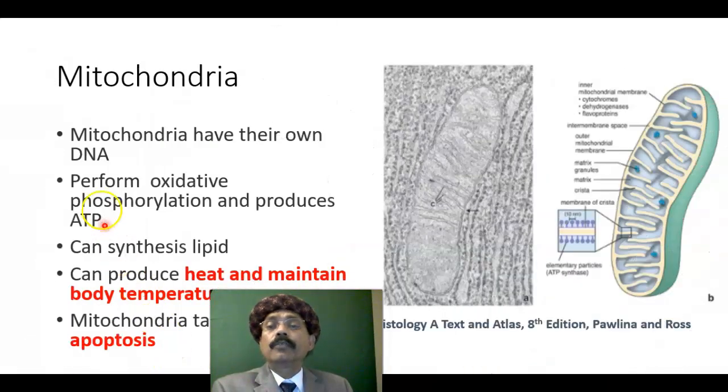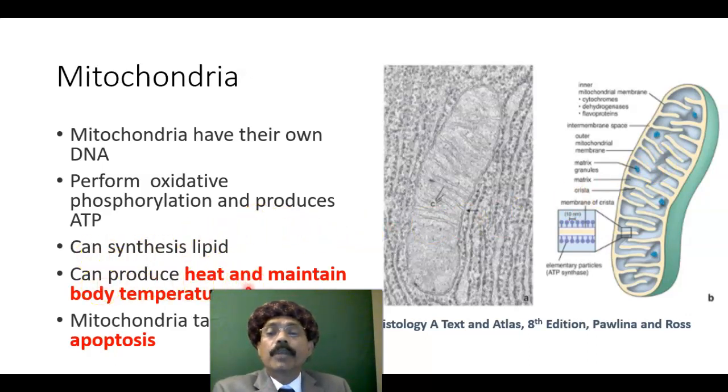Mitochondria have their own DNA and, apart from oxidative phosphorylation, produce ATP, adenosine triphosphate, which is a stored form of energy. They can synthesize lipid, and that lipid makes up their membrane. Especially, we have to know that one of the phospholipids, called cardiolipin, makes the inner membrane impermeable or close to impermeable.